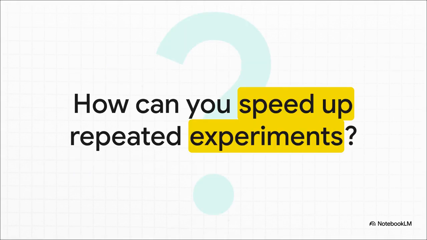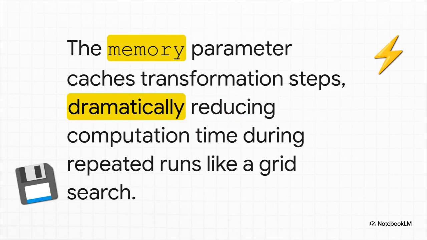Okay, next up, another classic headache. You're running experiments, maybe trying out different model parameters, and your pre-processing steps can take a while. So you find yourself just sitting there, waiting and waiting, as the same exact pre-processing runs over and over and over again. There has to be a better way, right? How can we speed this up? And there is. Check this out. The secret is this little memory parameter right here in the pipeline constructor. By giving it a directory, a cache, you're telling Scikit-learn, hey, before you run a step, check if you've done this exact calculation before.